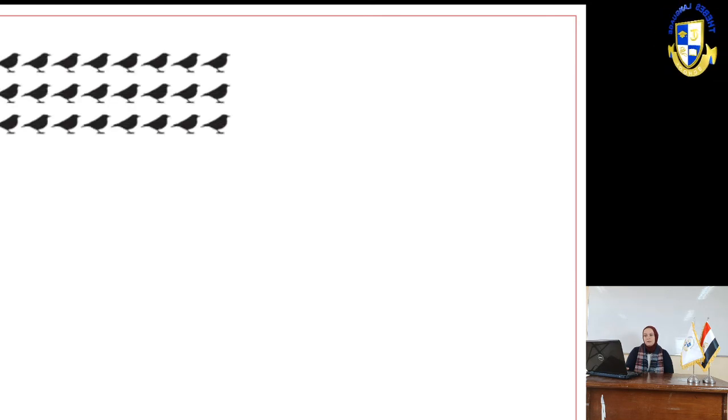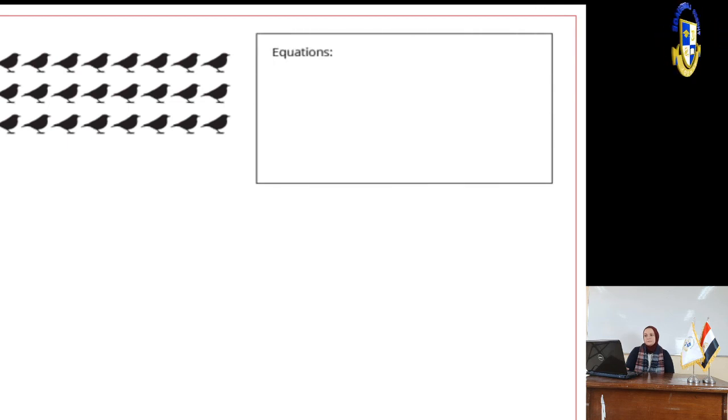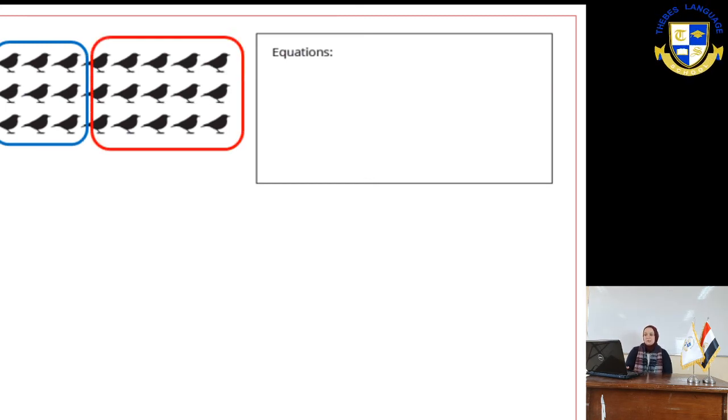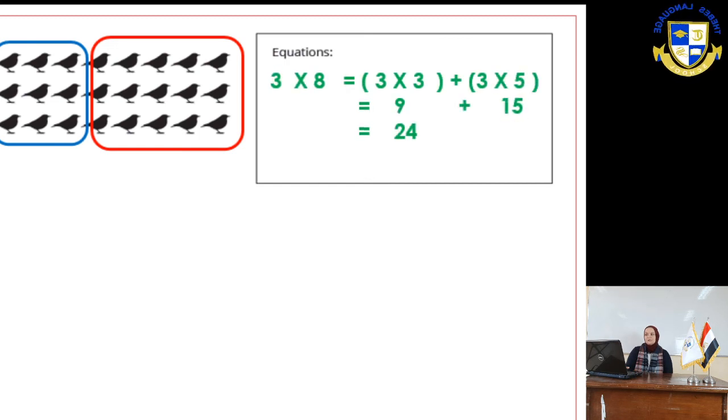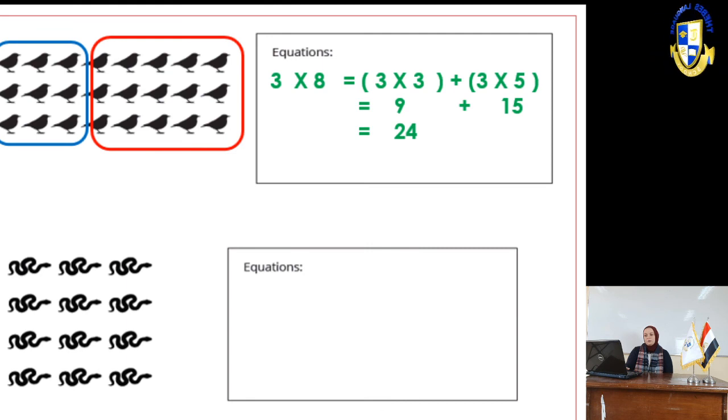Okay. The next one, we have an array of birds. We have 3 rows and 8 columns. Okay. So we are going to break these columns into 3 plus 5. So we are going to make 3 times 8 equals 3 times 3 plus 3 times 5. 3 times 3 equals 9. 3 times 5 equals 15. Now we are going to add them. It will be 24.